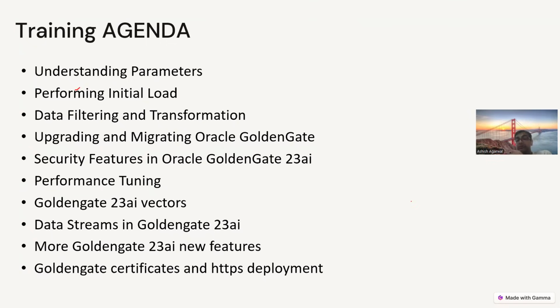Then what is performance tuning? How to do performance tuning in GoldenGate 23ai, what are GoldenGate 23ai vectors, data streams in GoldenGate 23ai, 23ai new features, and also one of the untouched topics which many of you might not have learned, or who would be more interested in learning, is GoldenGate certificates like HTTP and HTTPS. So how to do HTTPS deployment using Oracle GoldenGate, that also is covered in the training.